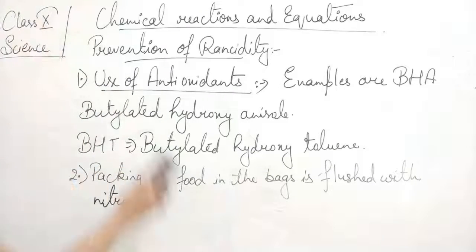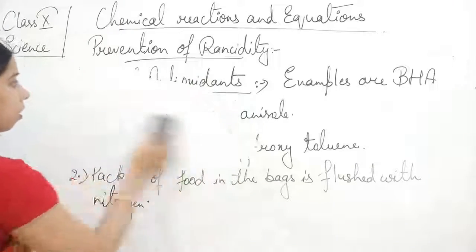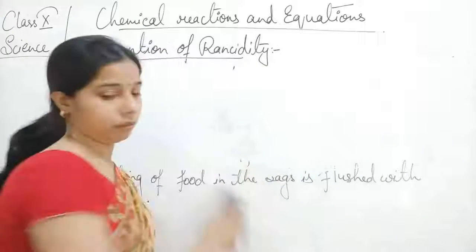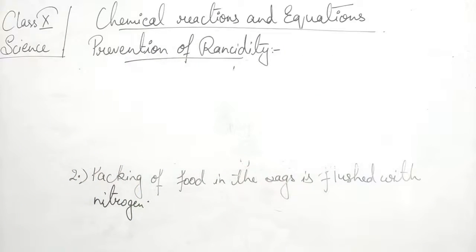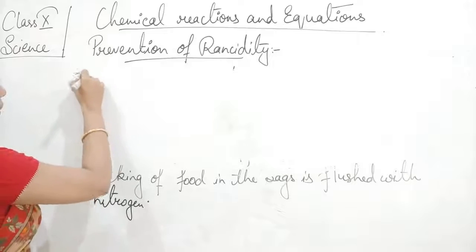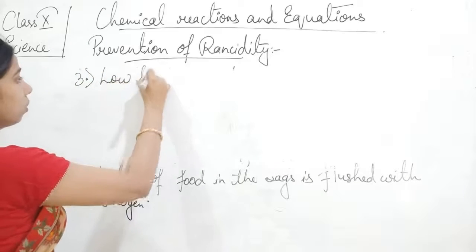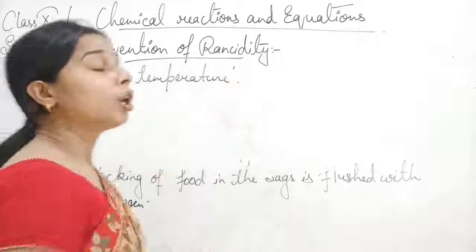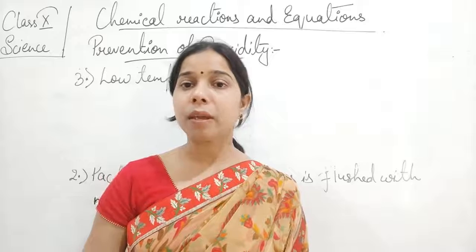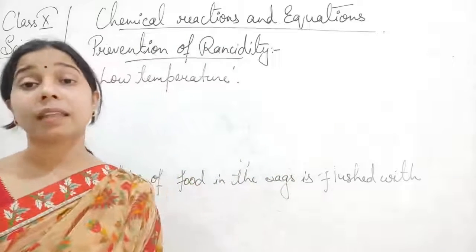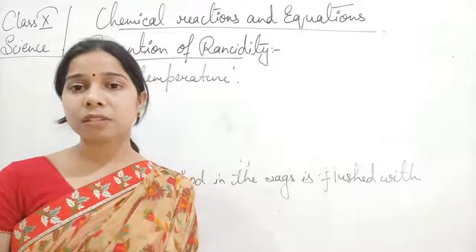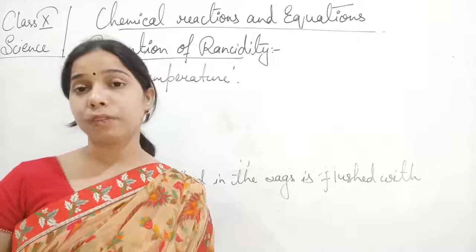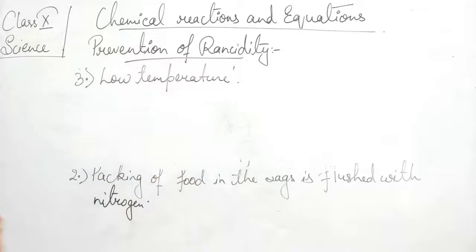The other point, besides the use of antioxidants, is low temperature. So if we keep our food in a low temperature place, this will help in reducing the rancidity, because the rancidity process, the oxidation process, gets reduced at a low temperature, that is why we keep our food in a refrigerator.